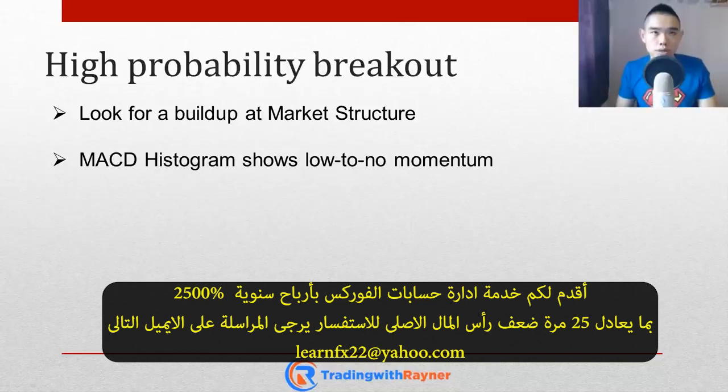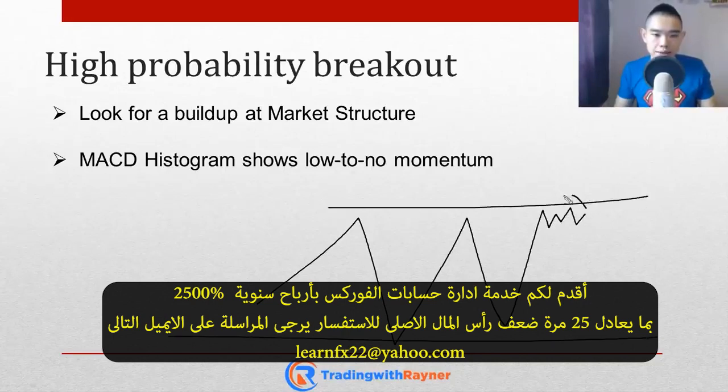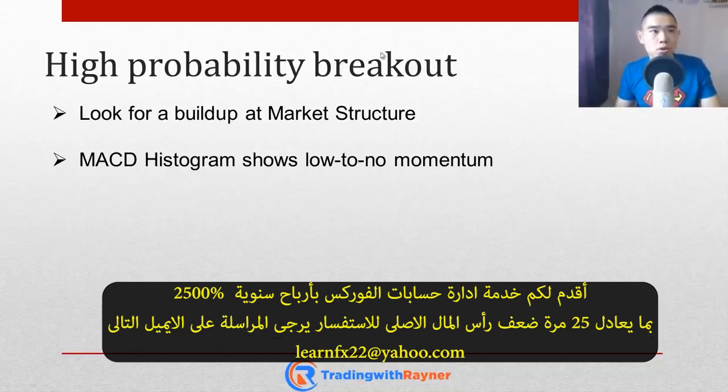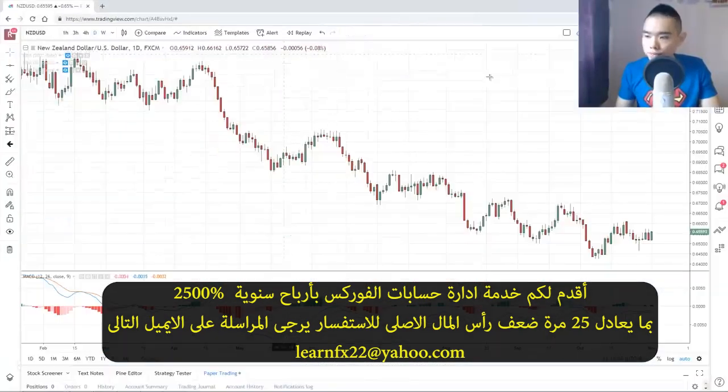From a price action perspective, if you want to trade a breakout, let's say a breakout of resistance, what you're looking for is this tight build up over here, a tight consolidation. But I do understand that sometimes traders have difficulty defining what is a build up, whether the consolidation is tight or not. So this is where your MACD histogram can help you. What you want to see is low to no momentum. So your histogram should be very flat, almost close to a straight line. I'll explain. Let's have a look at the charts.